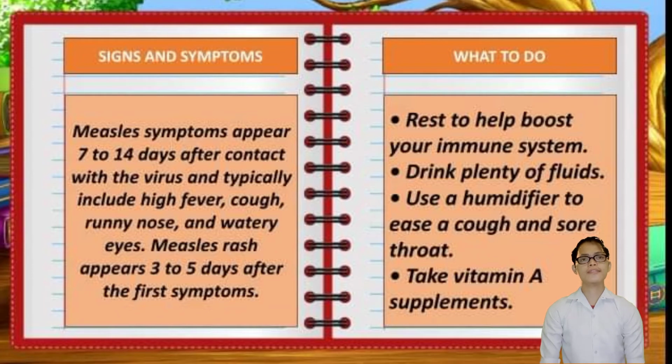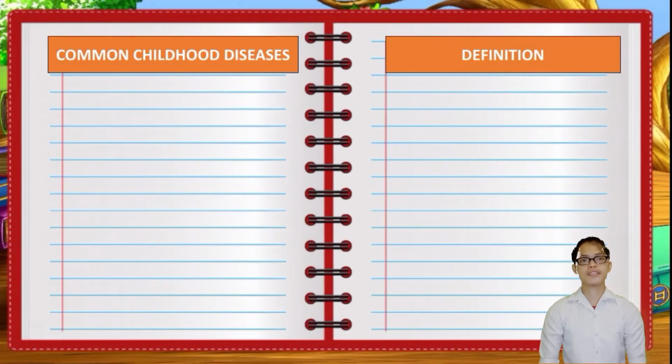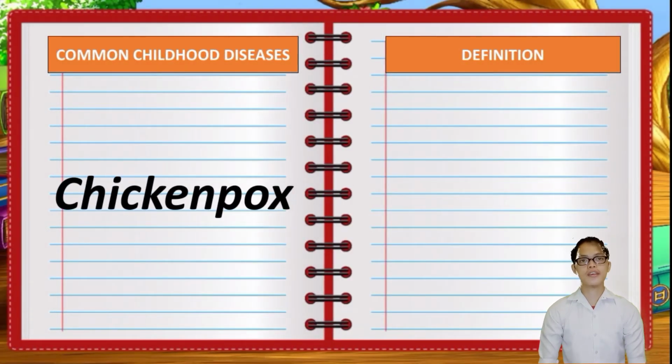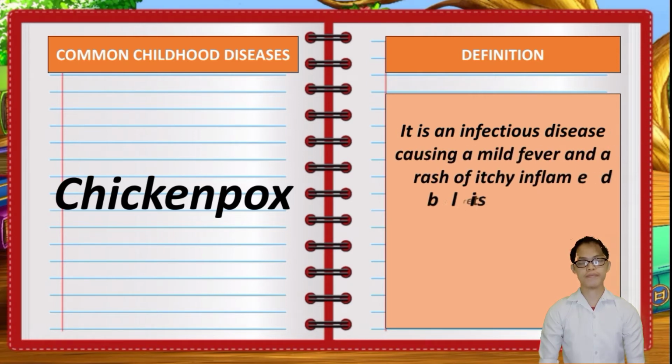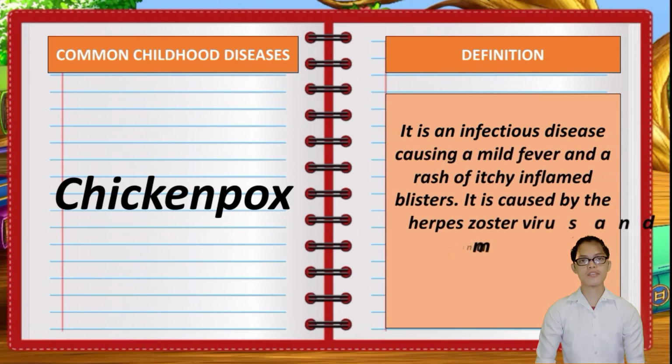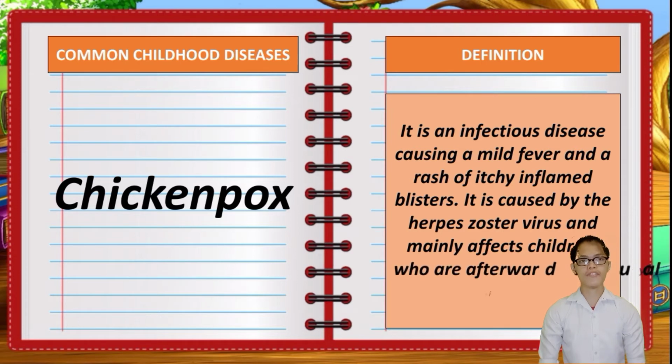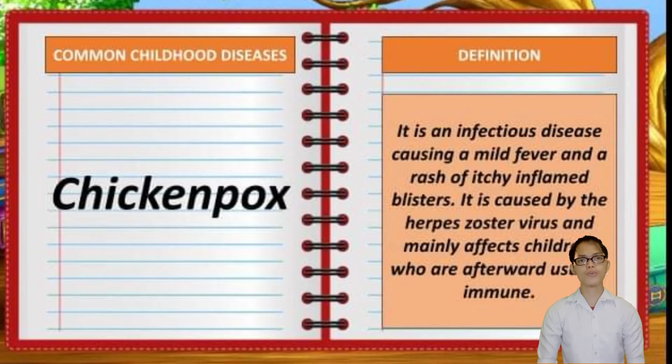Things to do when you have measles are rest to help boost your immune system, drink plenty of fluids. You can use a humidifier to ease a cough and sore throat. Take a vitamin A supplement. Next is chickenpox, which is an infectious disease causing a mild fever and a rash of itchy inflamed blisters. It is caused by the herpes zoster virus and mainly affects children who are afterward usually immune.